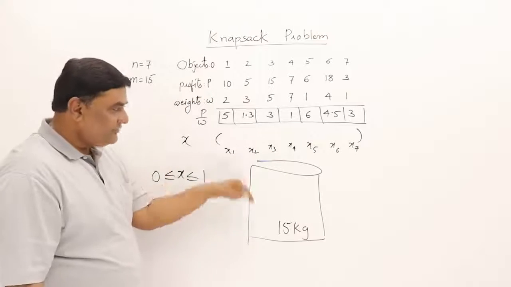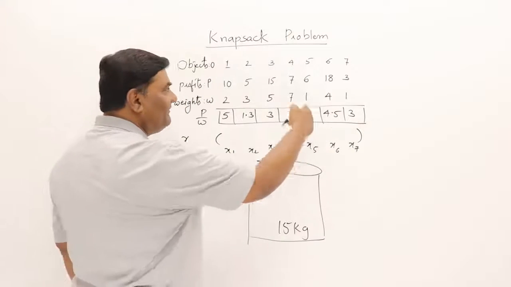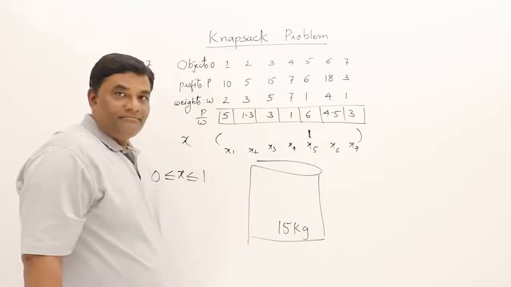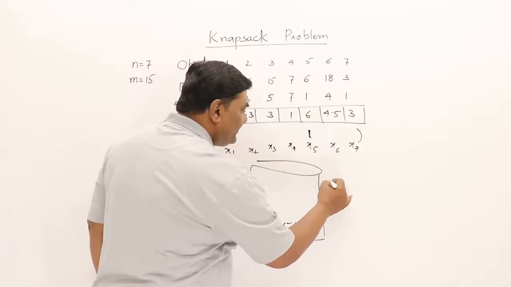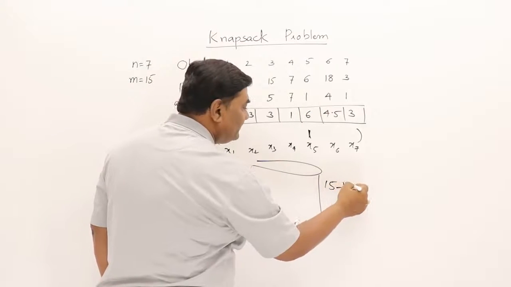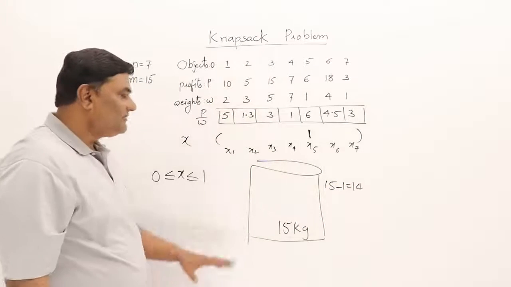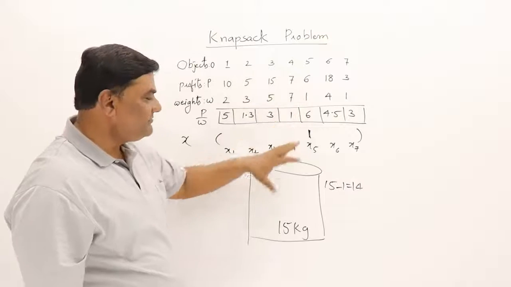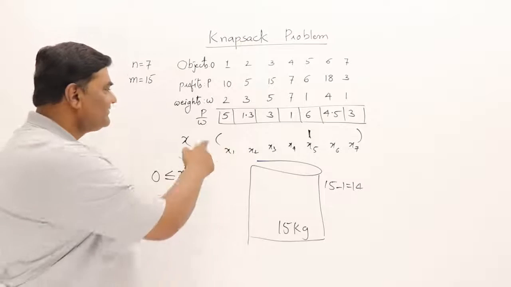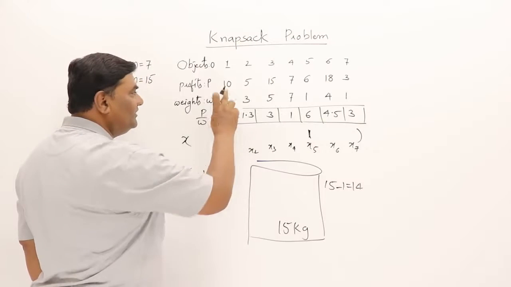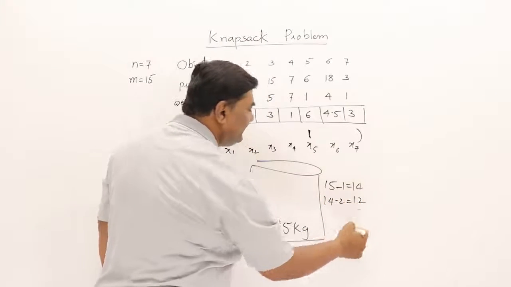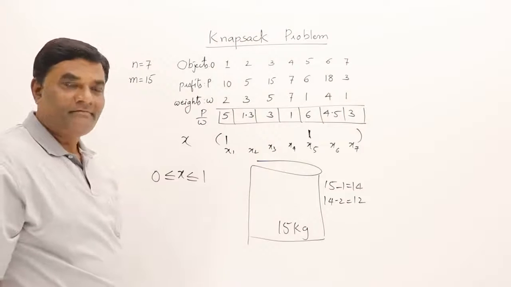So which object should I include first in the bag? The highest profit by weight, that is the fifth object. So I will include this whole thing. Now the capacity is 15 kg, right? So 15 minus how many kg is this object? 1. So now I have 14 kgs remaining. I have included the fifth object in the bag and I got the full profit 6. Now who is next? This one. I will select this whole, all 2 kgs. So 14 minus 2, now I have 12 kgs remaining in the bag.